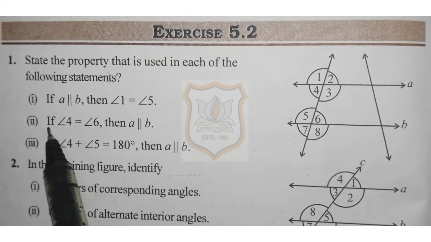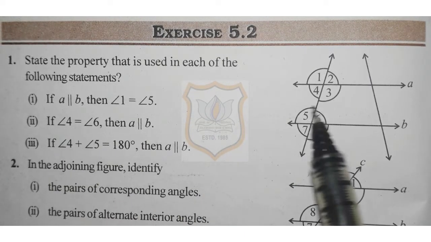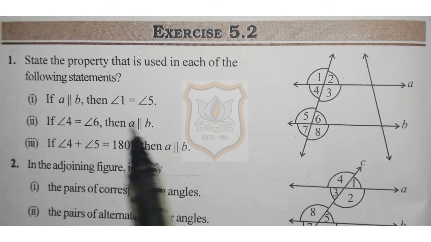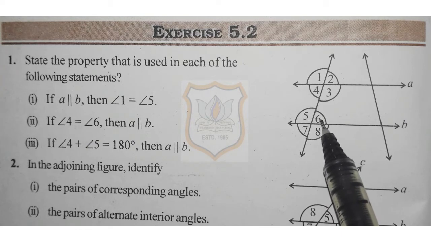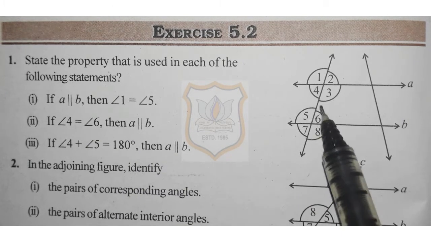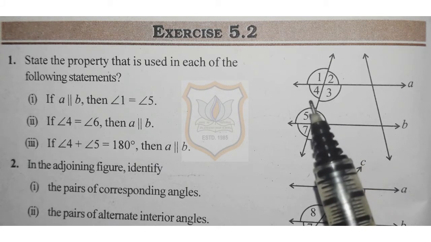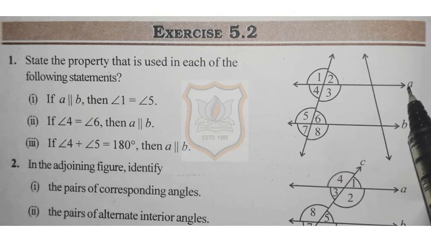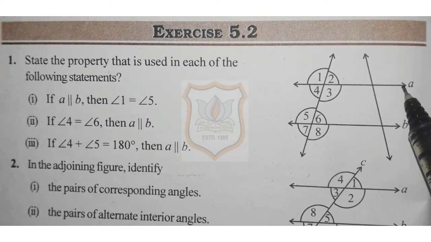Now, second one is, if angle 4, this one, is equal to angle 6, and this one is angle 6, then A is parallel to B. They have told that both of them are equal. So, A is parallel to B. Why? That you have to tell. The reason that you have to give.